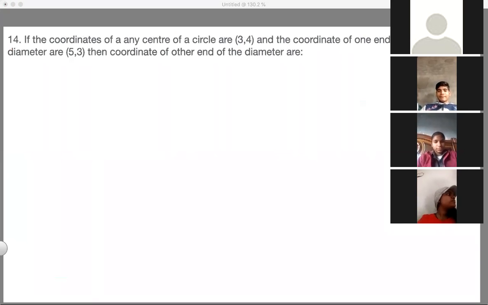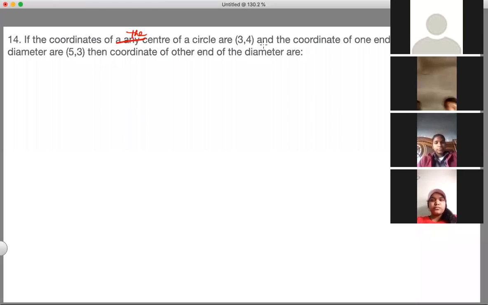Okay. If the coordinates of the center of a circle are 3, 4 and the coordinates of one end of its diameter are 5, 3, then coordinates of the other end of the diameter are.